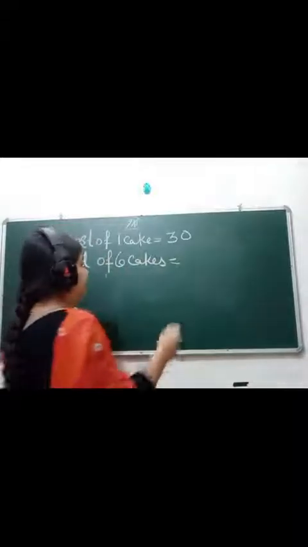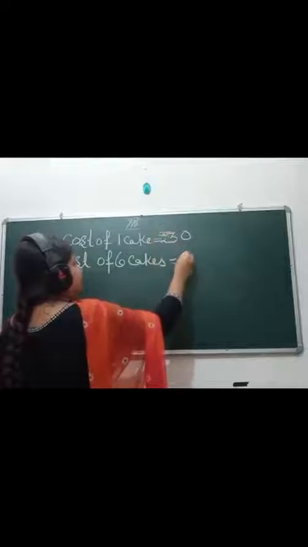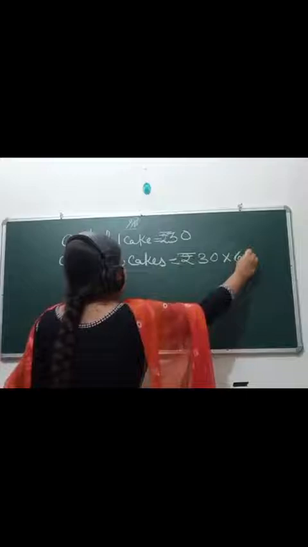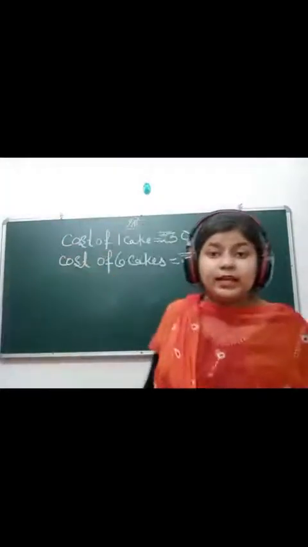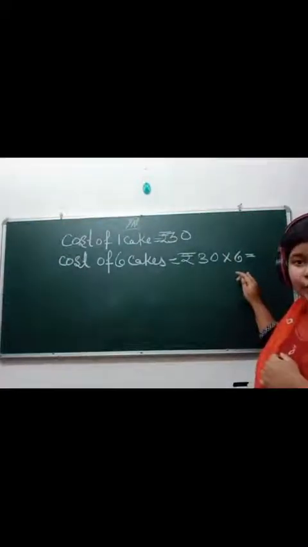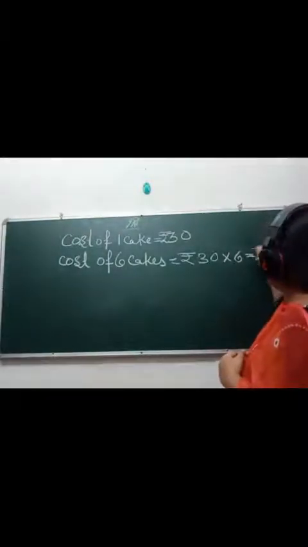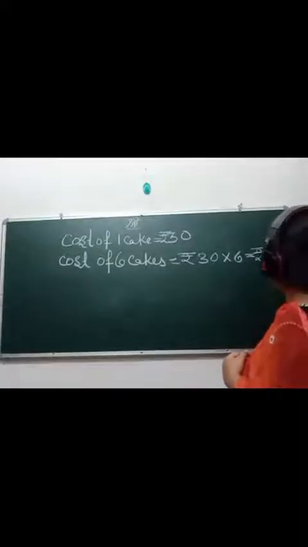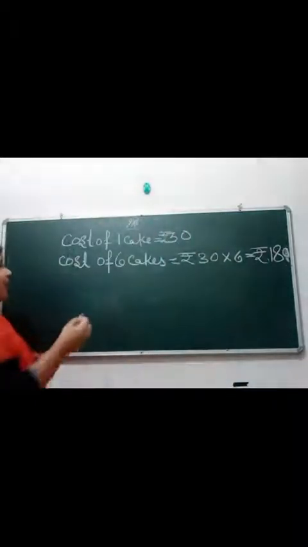6 cakes will cost ma'am? 30 into 6. How much it will cost together? 30 into 6 equals to. This will cost me 180 rupees. Now, how many candies were there?